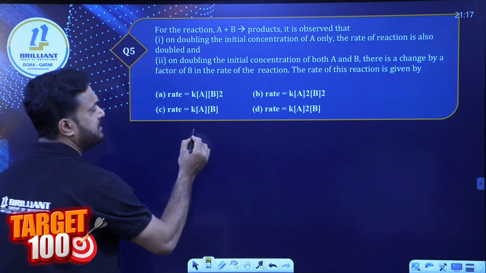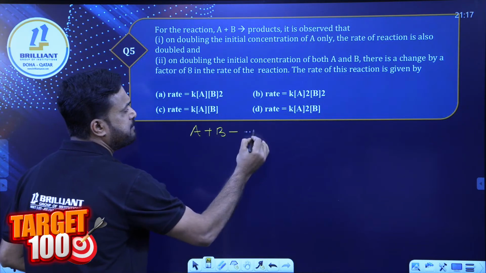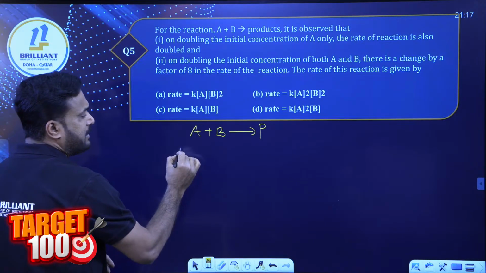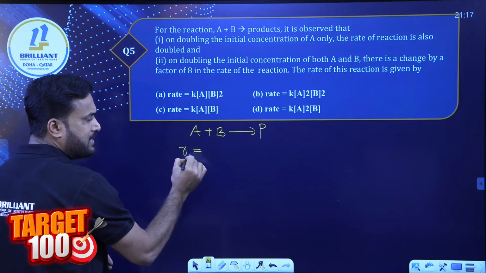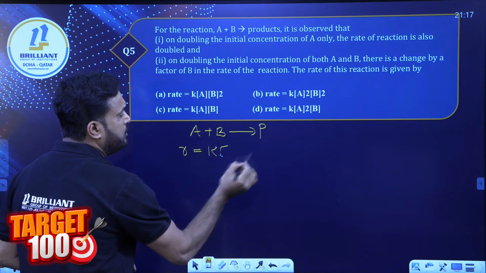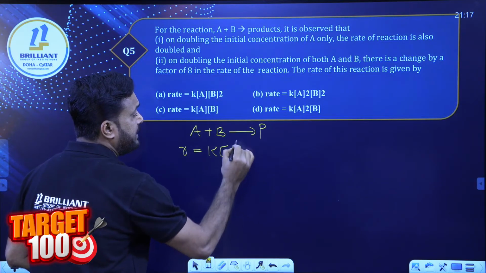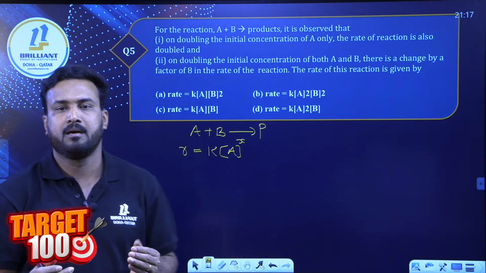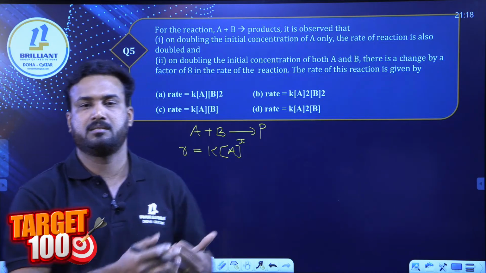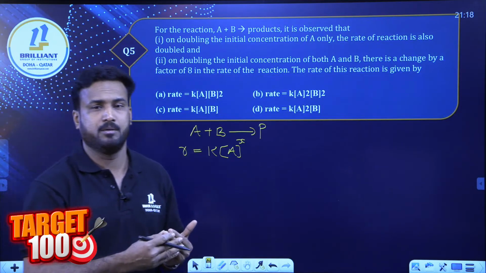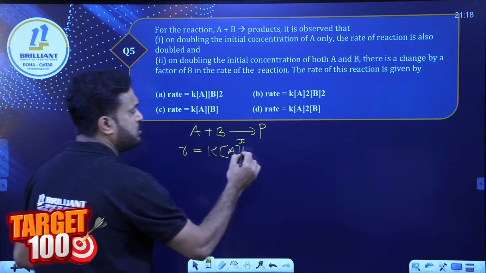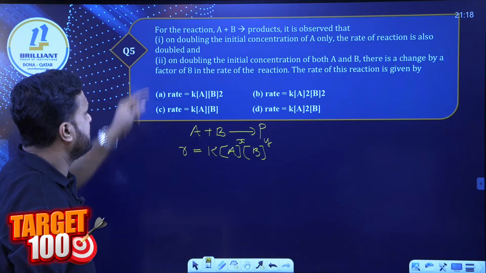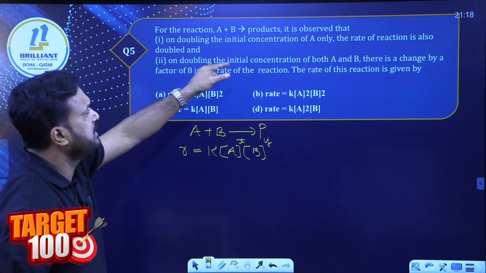So first we can write the equation. A plus B gives product, so we can write just P. So the general equation will be like this. Generally we can write the rate law: rate R is equal to K into concentration of A raised to X. You know that the coefficient of reactants doesn't matter, it is the experimentally determined order of the reaction. So we will write A raised to X into B raised to Y. This equation we can consider. After that we can go for the hints they are giving.